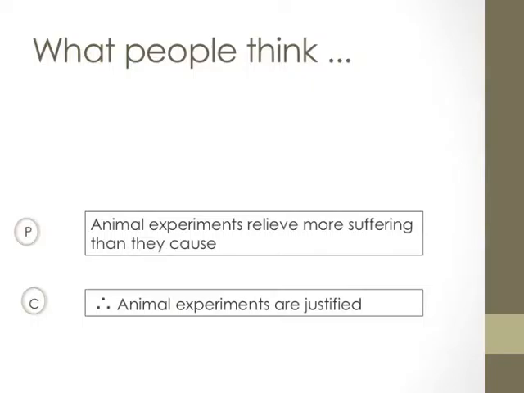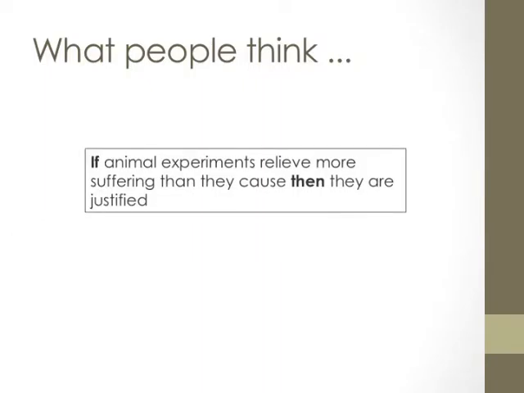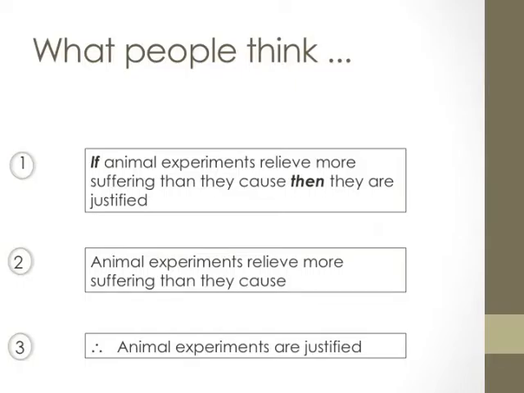Also, it looks like there is something else that has been left implicit in the statement of the argument. So far, it is unclear what the relation is between the conclusion and the premise. And what is it that links the two? Now, that has to be a general principle, right? Now, the reason for these additions will hopefully be clearer later in the course. Something like this would do the job. If animal experiments relieve more suffering than they cause, then they are justified. So with the new numeration, we have the following argument, where the first premise is tacit.